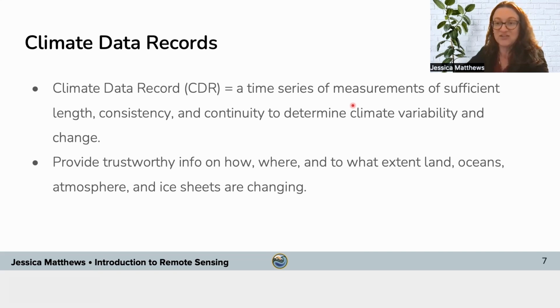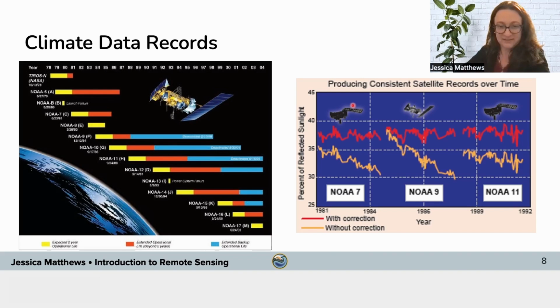ice sheets are changing. So what this slide represents is the challenges that exist to actually create a climate data record from those weather observations from the satellites in our past. On the left-hand side, you'll see a figure that is a bit dated, but it resonates the concept of what I want to impart to you.